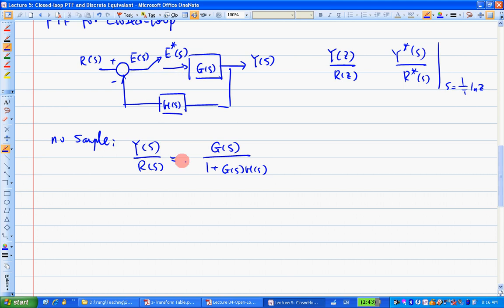Very similar to the way we derived this one, you can start from the location of this junction here, right? The location of the junction represents E of s, and that's R of s minus this signal over here, right? This signal here is equal to what? Equal to this Y of s times H of s.